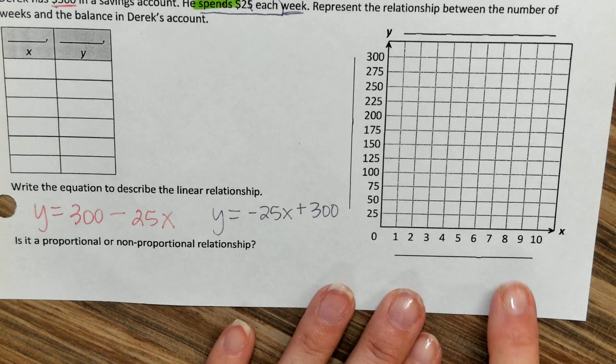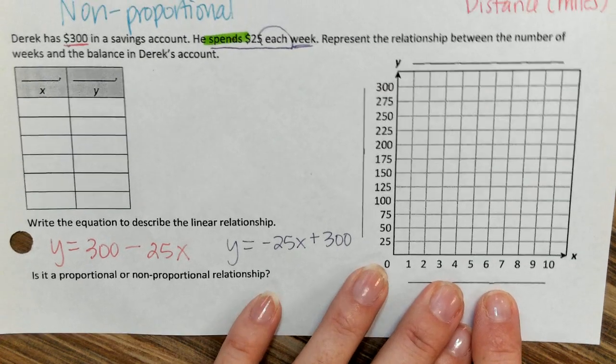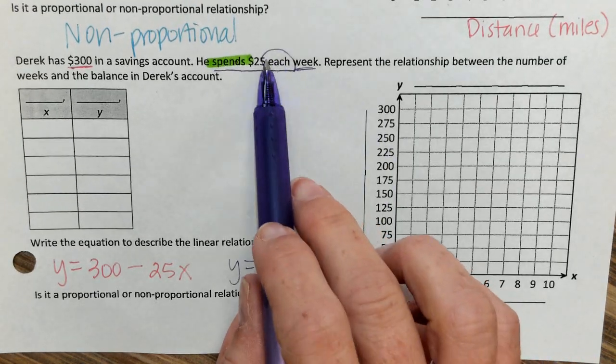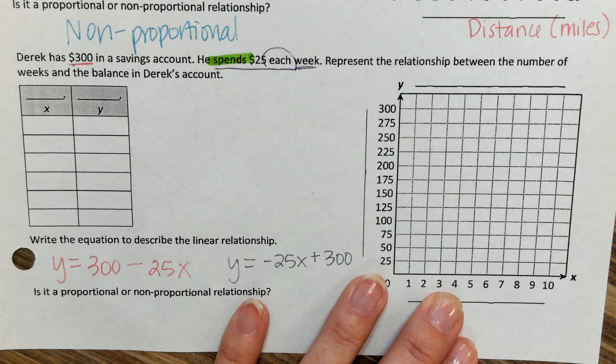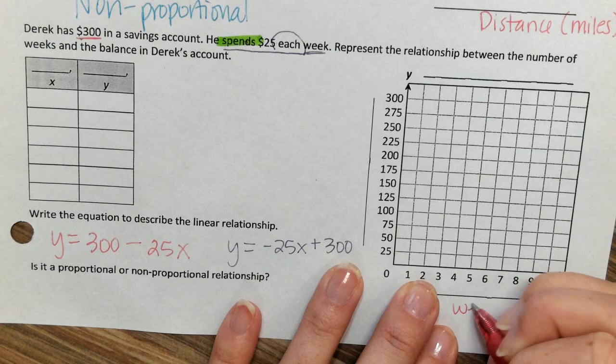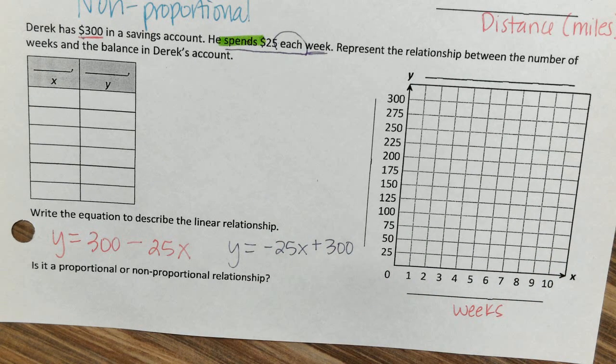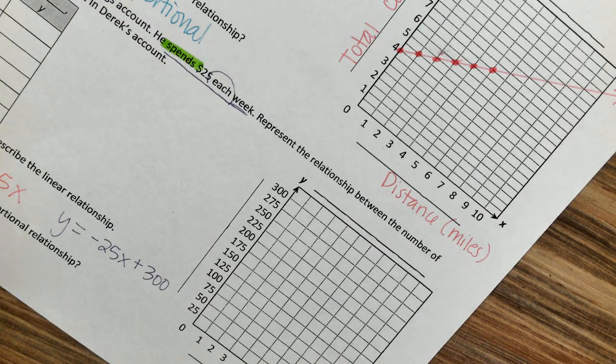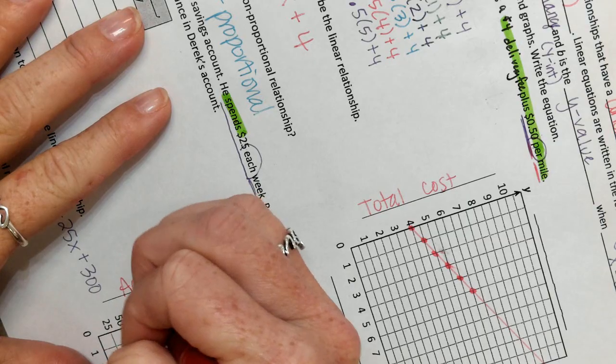Let's go label our x-axis. What are we talking about? Each what? Week. So I'm going to put weeks. What do y'all think the y would be? I would, yeah, you're not wrong by putting total savings. I would just put account balance. But y'all could put balanced account. You could put anything like that.